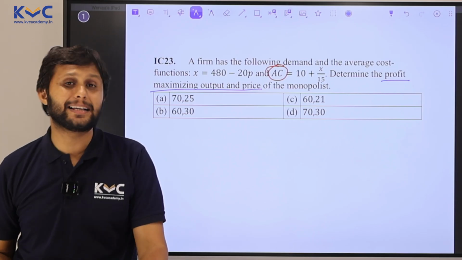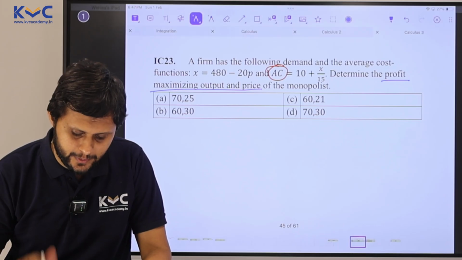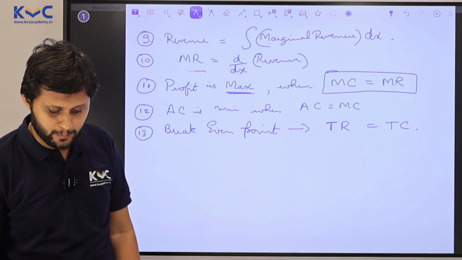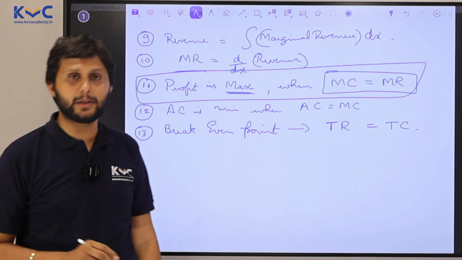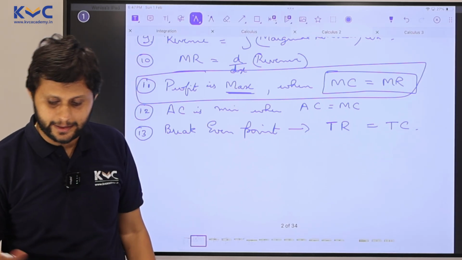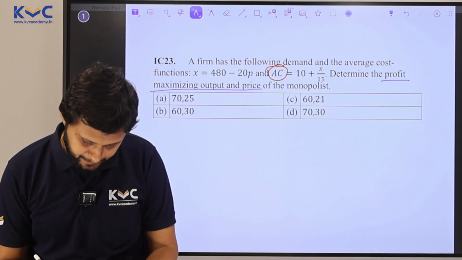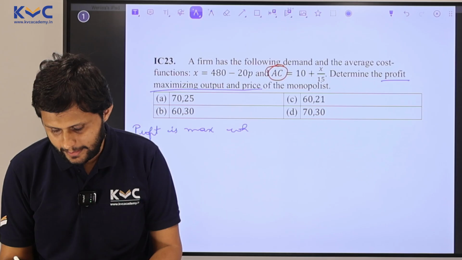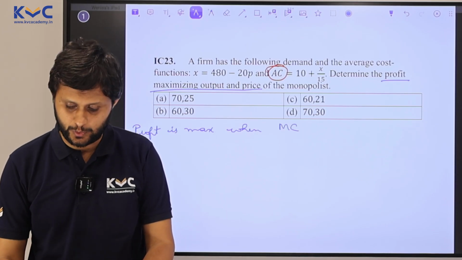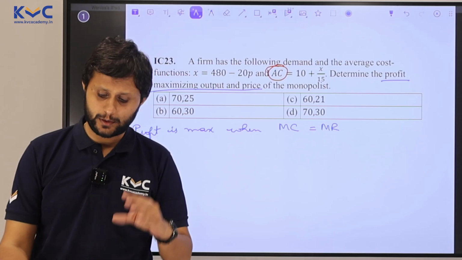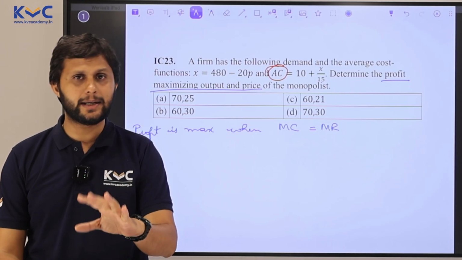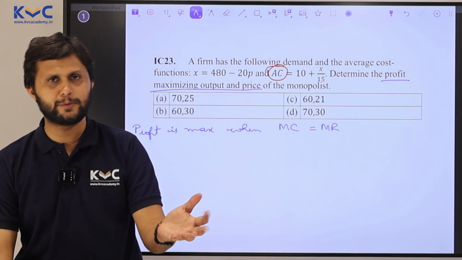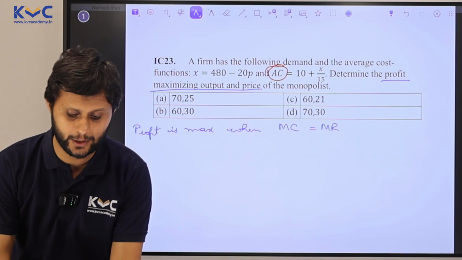Now, when is profit maximum? I told this when I was introducing this chapter. Profit is maximum when MC is equal to MR. I'll rewrite that again. Profit is max when marginal cost is equal to marginal revenue. Makes sense? Because if your additional cost is equal to additional revenue, after that you're not going to get more and more profit, because it will nullify. The extra cost is equal to the extra revenue that you are getting.